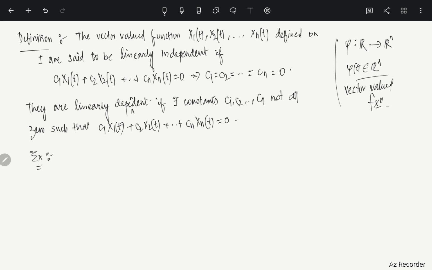So the first example which I'm going to give is this. The most simple problems you can think of are functions which you can think of as polynomials, right? Okay, so let's look at this set: 1, x, x square, up to x power n. We are saying that this set is linearly independent. See, I am saying the set is linearly independent.